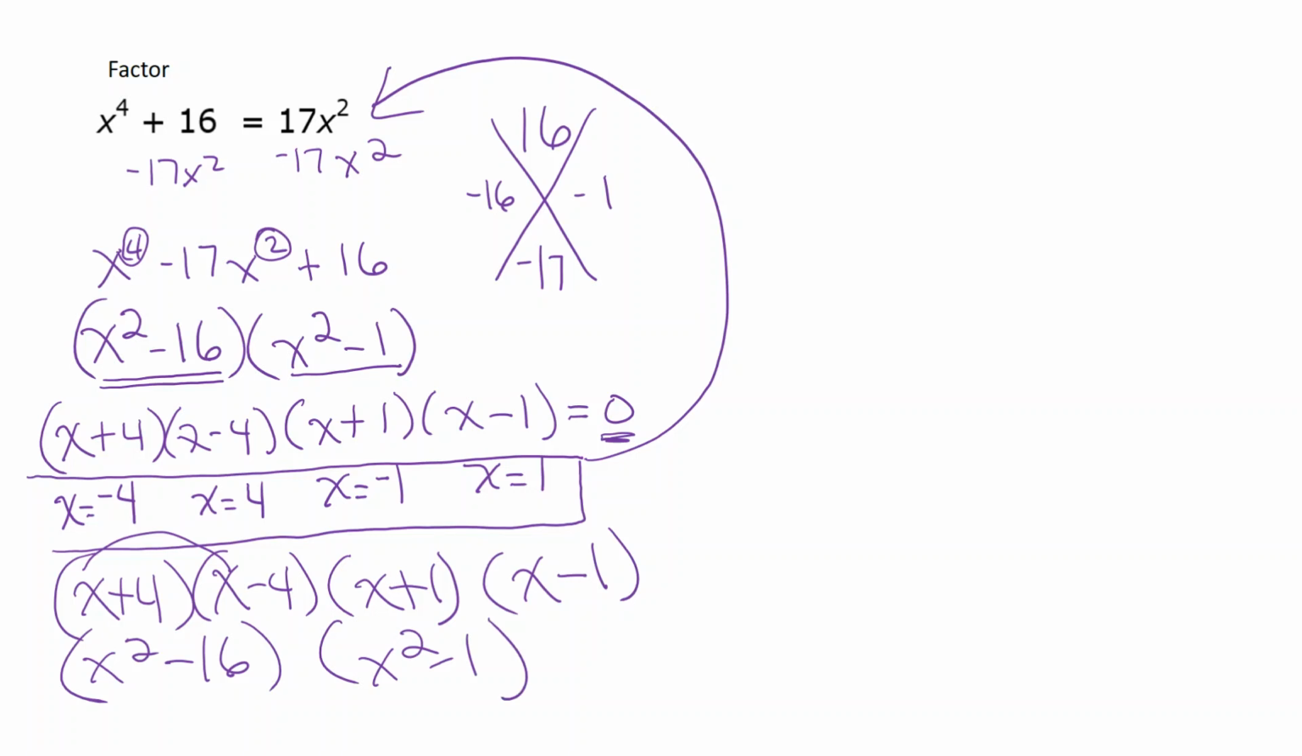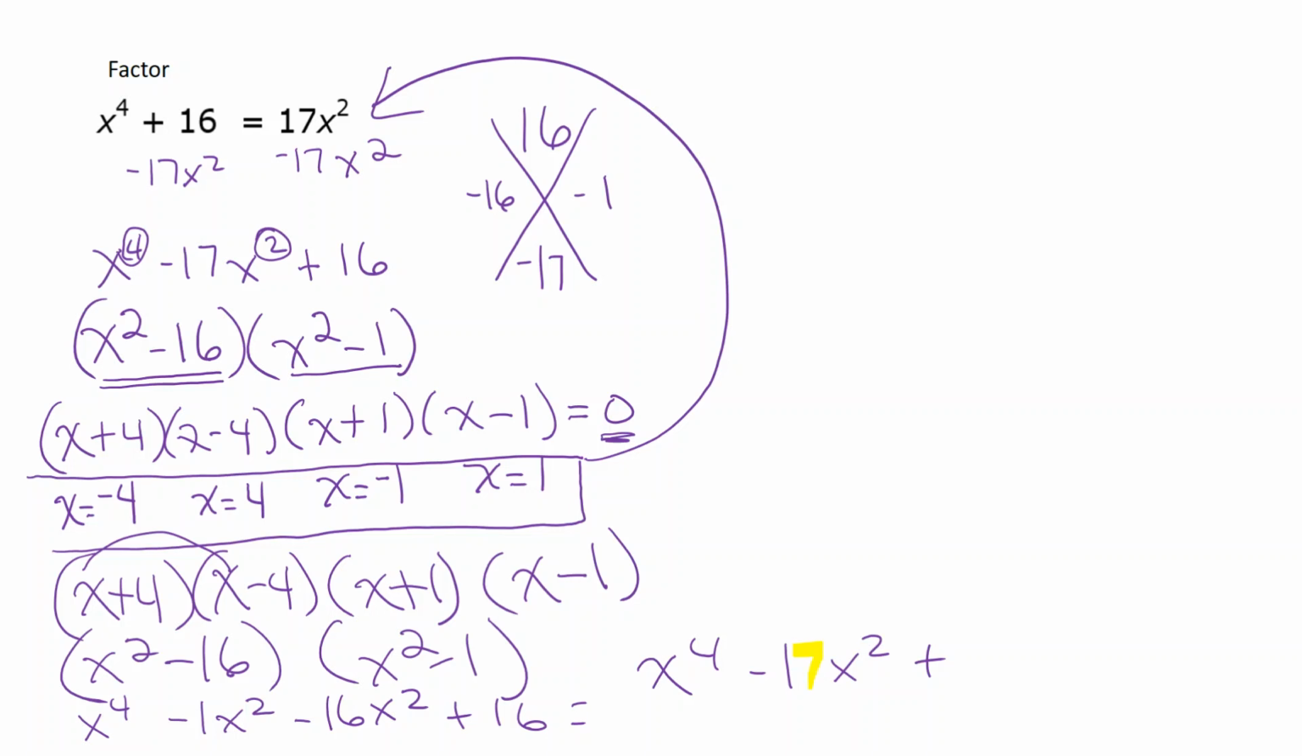And then I could put it all the way back and see that that would end up being x to the 4th. So x squared times x squared is x to the 4th, minus 1x squared, minus 16x squared, plus 16, which equals x to the 4th minus 16x squared plus, I'm sorry, that would be 17.